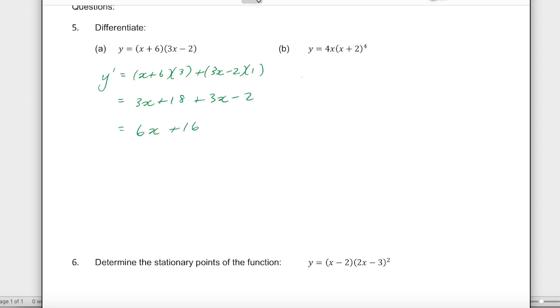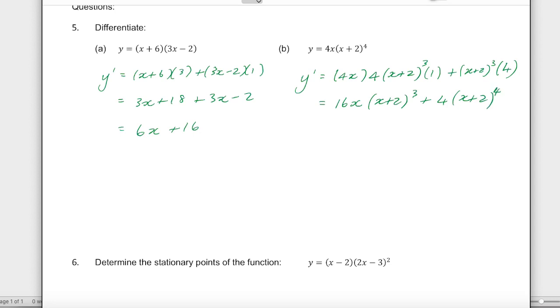Solution to our second example here, we've got write the first, diff the second. So we're going to differentiate the bracket. So it's going to lose a power to 3 times the derivative of what's in the bracket, plus write the second, diff the first. So simplifying this, we've got 16x out of x plus 2 cubed plus 4 out of x plus 2.